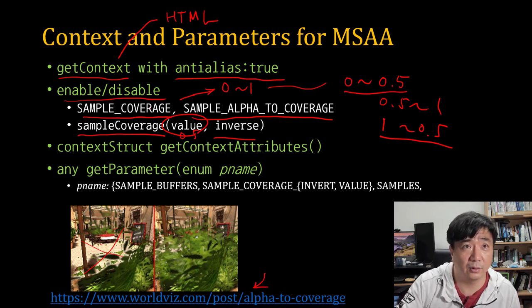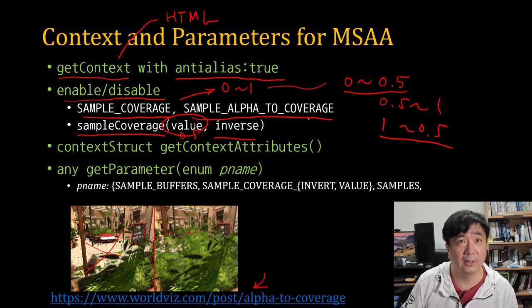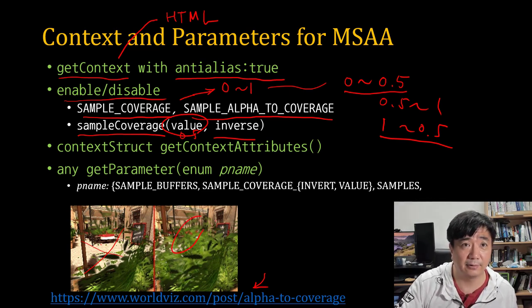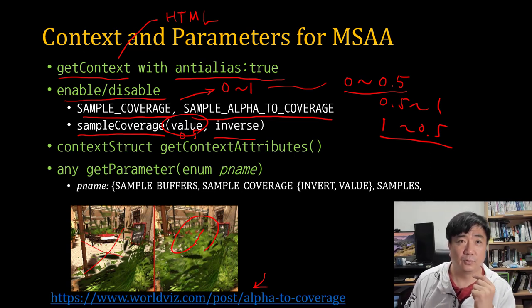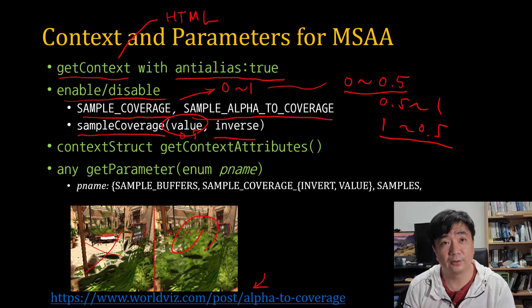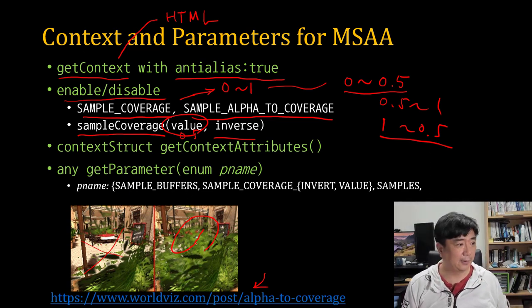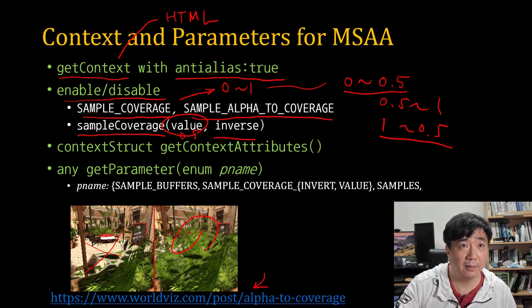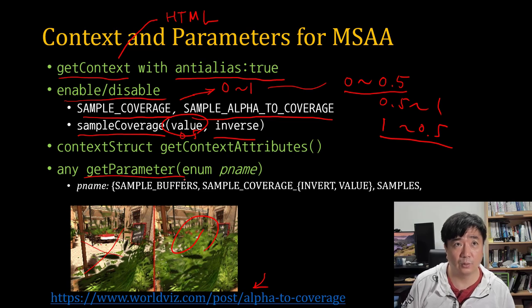Okay, so we can turn on sample alpha to coverage, then we can achieve this kind of rendering. It is useful in the case of very complex drawing with a complex alpha pattern texture. Okay, we will learn about textures later. So we can check the parameter with getParameter or isEnabled functions, then we can check whether anti-aliasing is on or off.